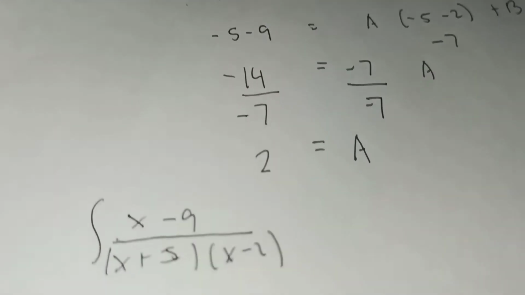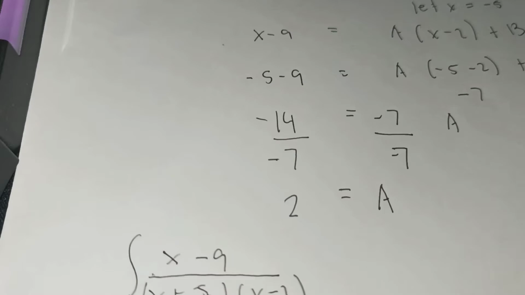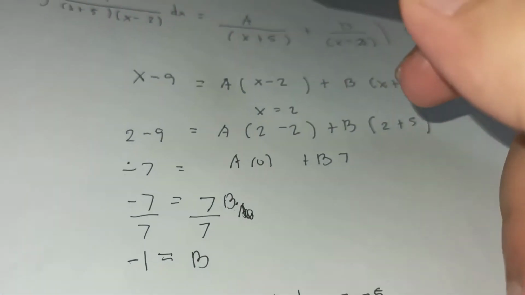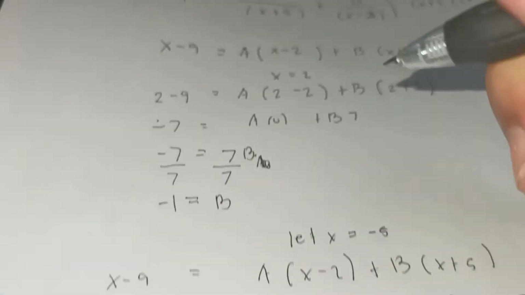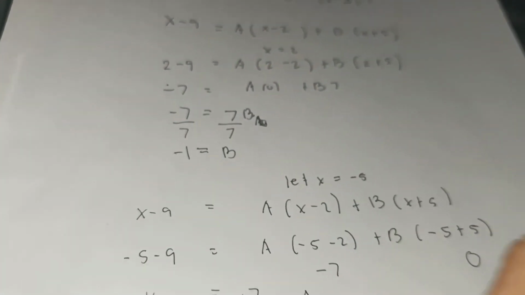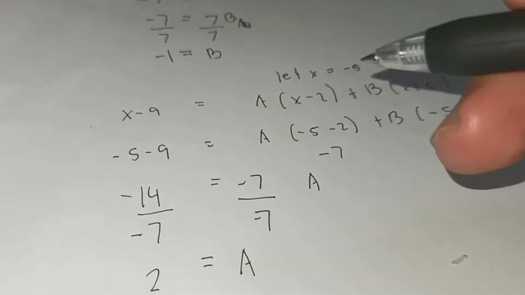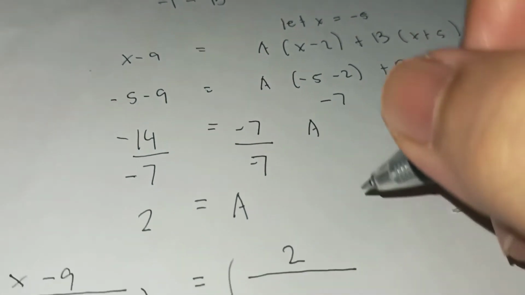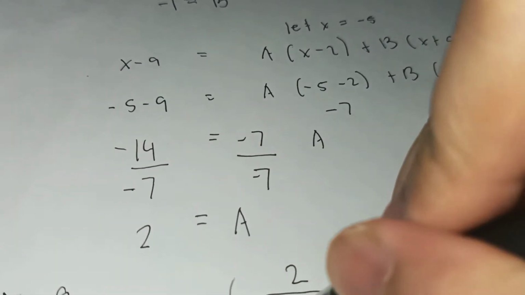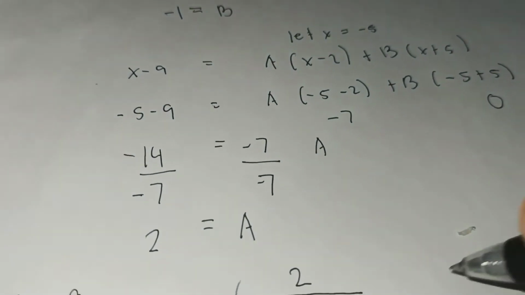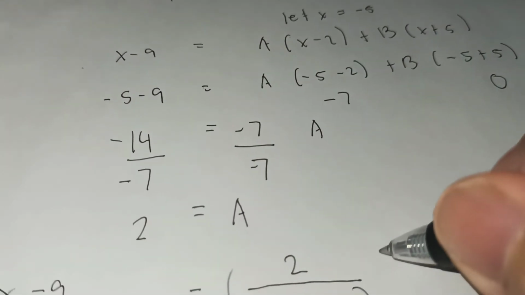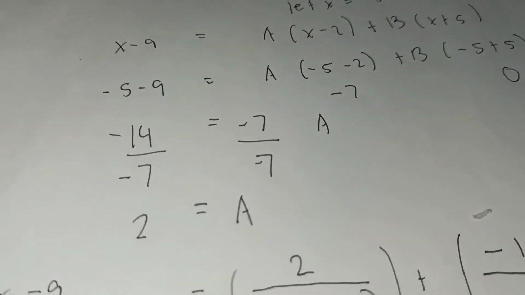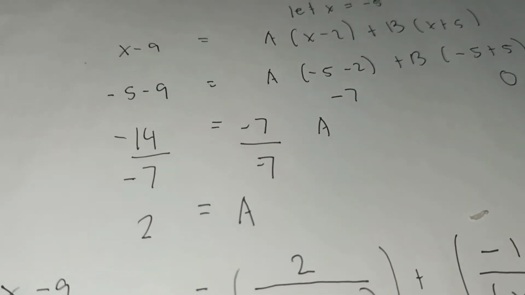After that we substitute it with our A and B here. Now our A is 2, so it's going to be 2 over x plus 5, and then plus negative 1 over x minus 2.